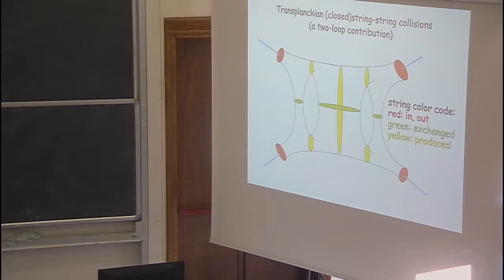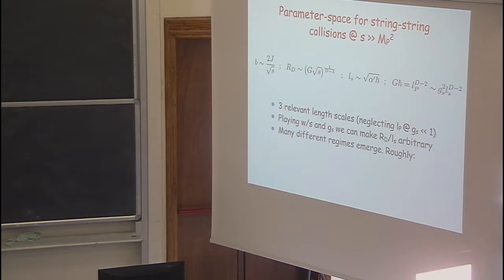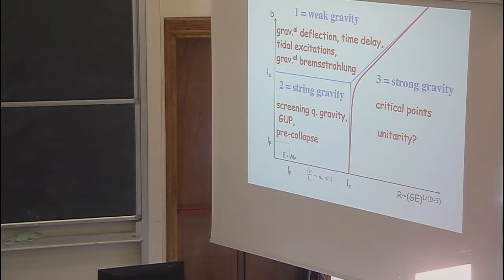Now, this process is characterized by several length scales: the impact parameter, the Schwarzschild radius associated with the center of mass energy, the string length, the Planck length. The Planck length would always be taken to be very, very small by going to the weak coupling limit of string theory. On the other hand, we can play with the string coupling and with energy and make the ratio of these two scales, the string length and the Schwarzschild radius, arbitrary. So this gives rise to several regimes which are roughly divided into three. But there are sub-regimes as well.